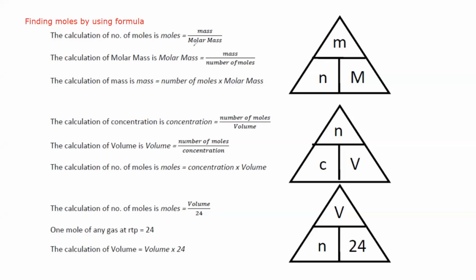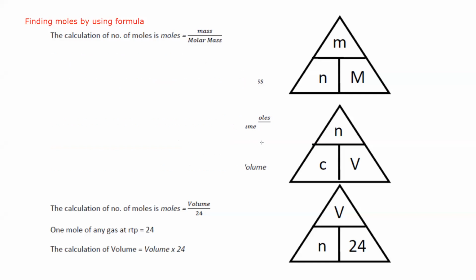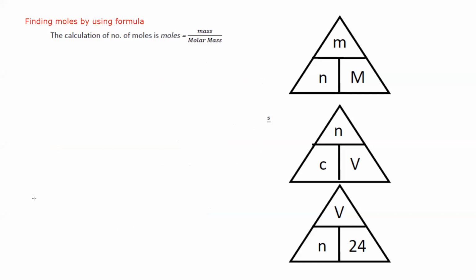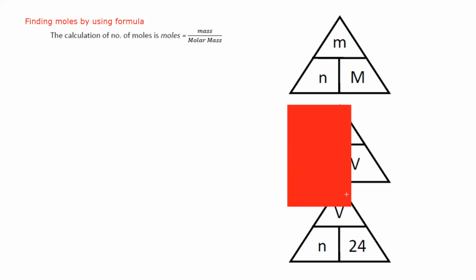The second way of finding the moles is by using a formula. And what is a formula to find the moles? We'll discuss the first formula. Yes, you can use these letters. It's not necessary you write the full formula. You can use these letters to write the formula. The first formula to find the moles: moles equal mass in gram divided by the molar mass.